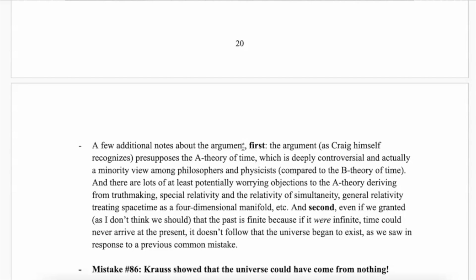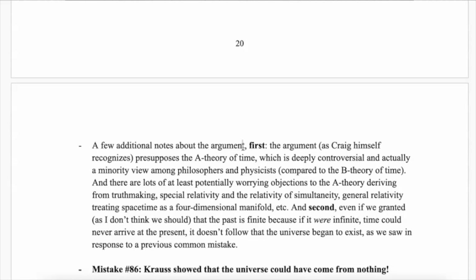First, the argument, as Craig himself recognizes, seems to presuppose the A theory of time, at least in its Craigian manifestation, which of course is deeply controversial and actually a minority view among philosophers and physicists compared to the B theory of time. And there are lots of at least potentially worrying objections to the A theory deriving from truth-making, special relativity, and the relativity of simultaneity, general relativity treating space-time as a four-dimensional manifold, etc. None of these are decisive, of course, but they're considerations that people should be aware of.